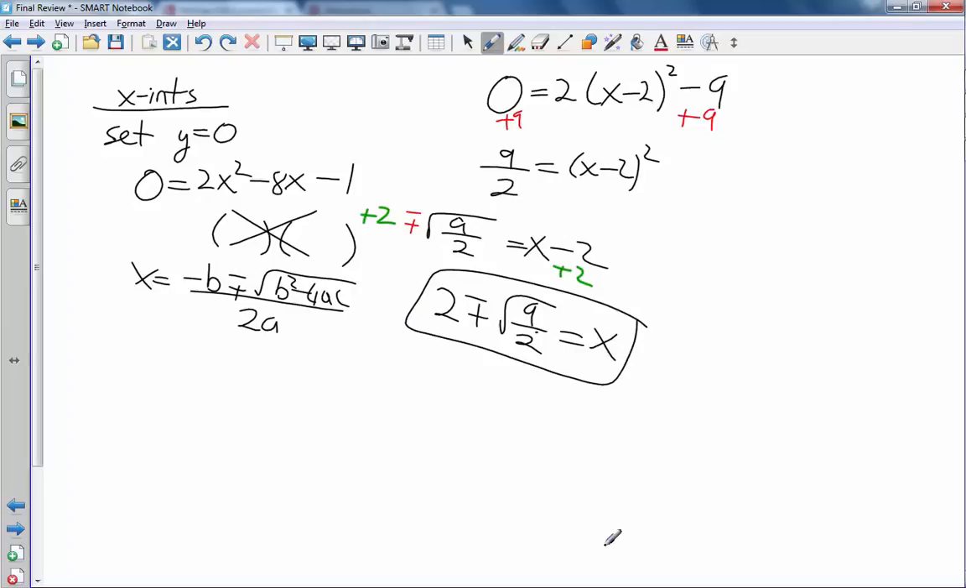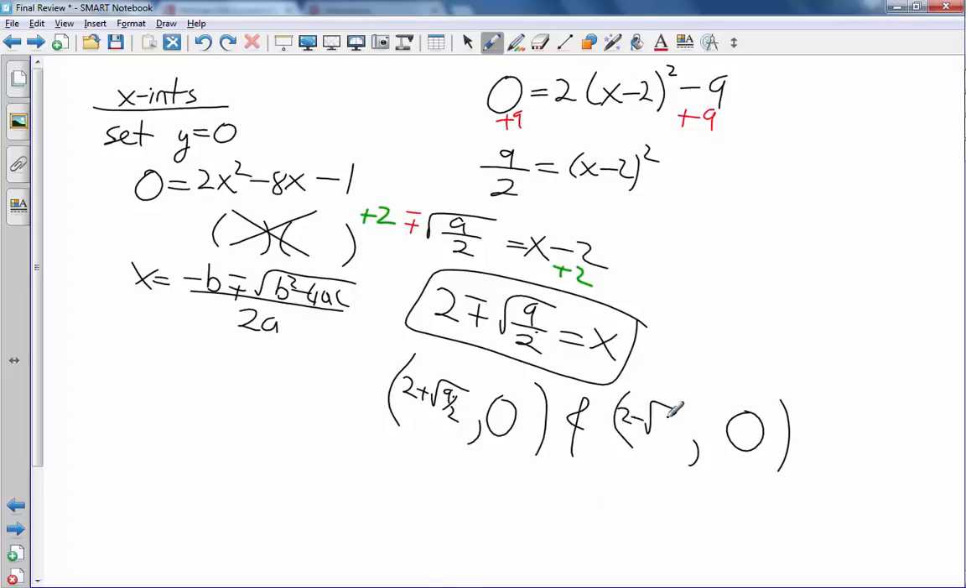You have 2 x-intercepts. You need to put them in point form, however. Since we set y to 0, the y coordinates will be 0. The x coordinate is once with a plus sign. By the way, you can put 4.5 if you like here, but I'd rather have fractions. Once negative, once positive, 2 x-intercepts.